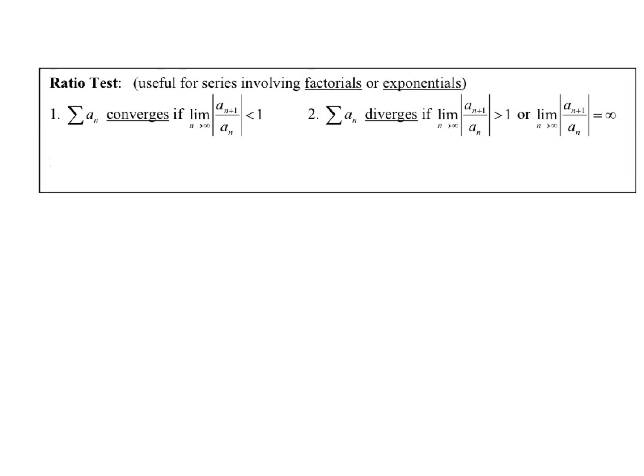Anyway, so what's going to be our third case, do you think? Oh yeah, you're looking at the page. If it equals 1, it's inconclusive, which means the ratio test doesn't work. You have to find another test to figure out whether it is convergent or divergent. So those are our three cases.